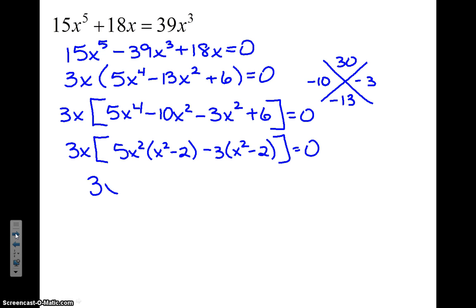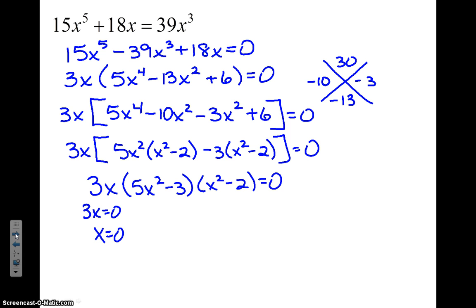So my factors are 3x, which was my greatest common factor, the 5x squared minus 3, and the x squared minus 2. Remember, this was a polynomial of degree 5, which means there are 5 solutions. So each quantity I have here, if I set equal to 0, since they all have a variable involved, so 3x, what would make 3x equal 0? Well, an x value of 0 would make that happen. So that's one of our solutions.